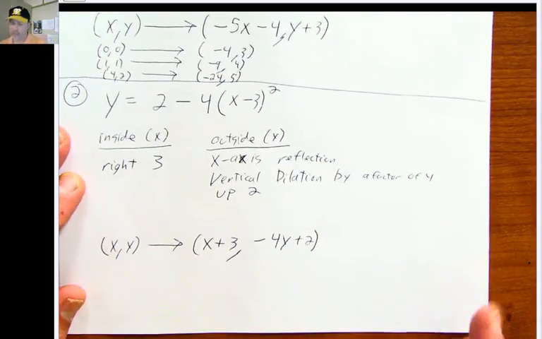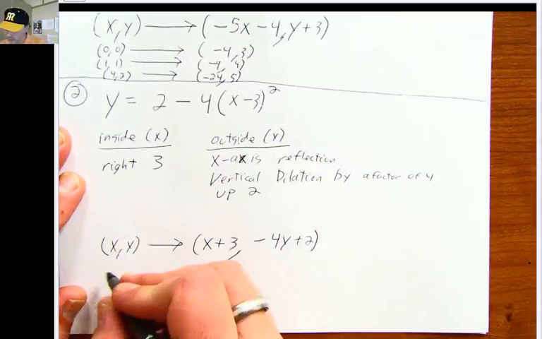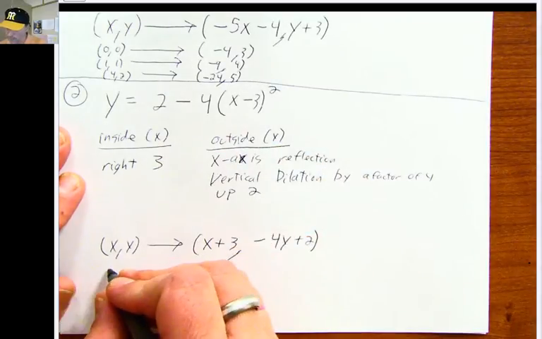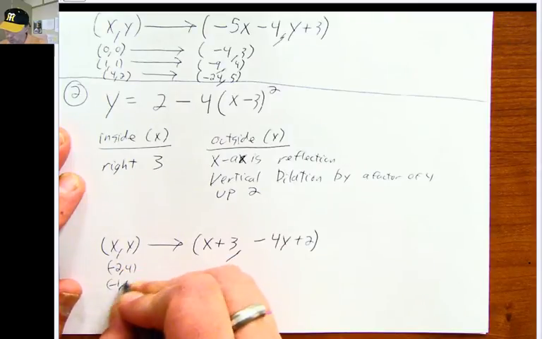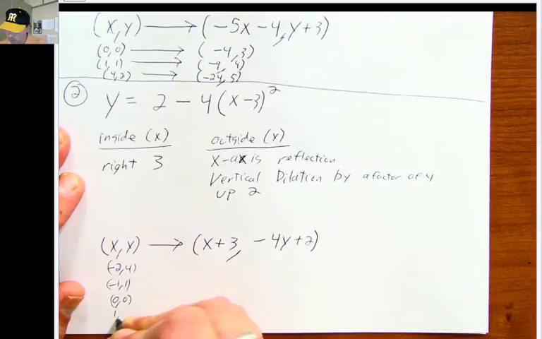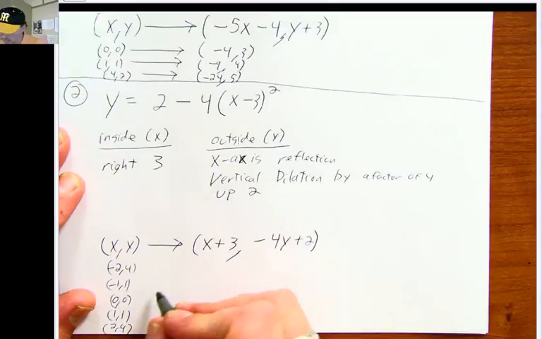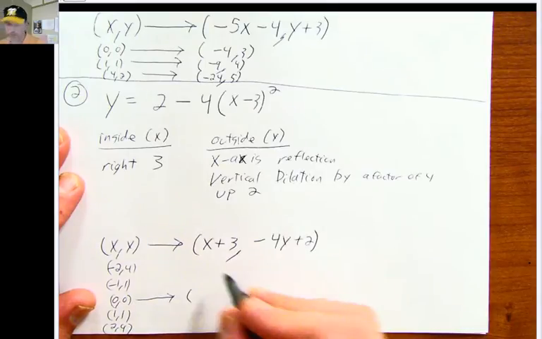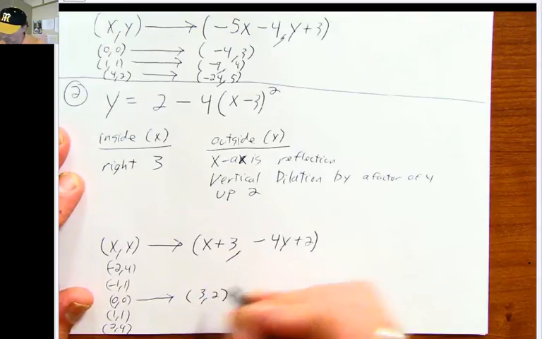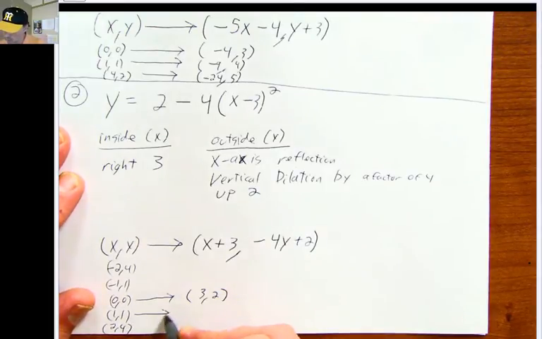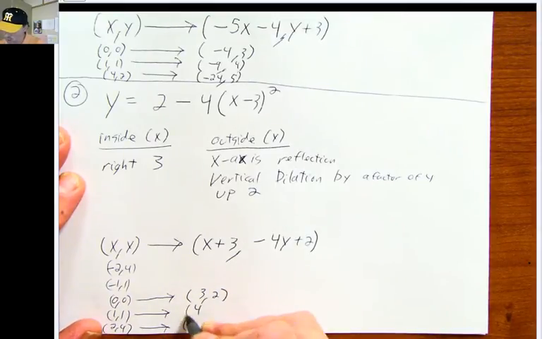Now, let's see. This is an x squared graph, so there's 5 key points that you need to worry about. There's -2, 4, -1, 1, 0, 0, 1, 1, and 2, 4. And if I apply these values, I always start with 0, 0. 0 plus 3, 0 plus 2. That's 3, 2. The 1, 1: 1 plus 3 is 4. The 2, 4: 2 plus 3 is 5.